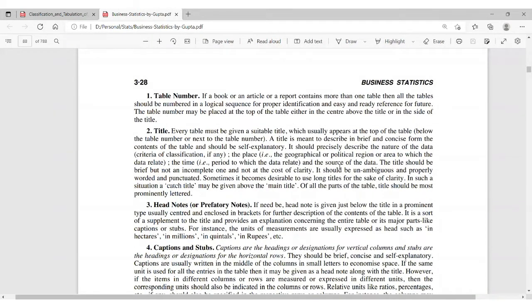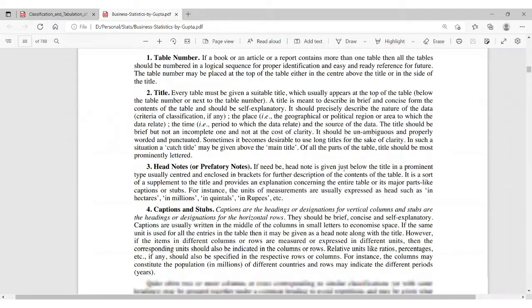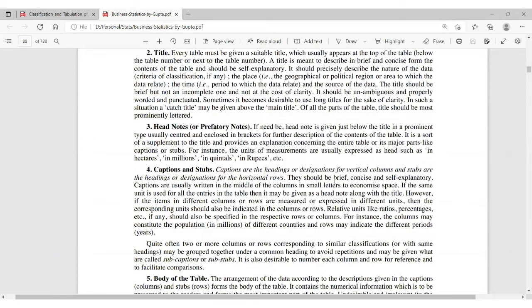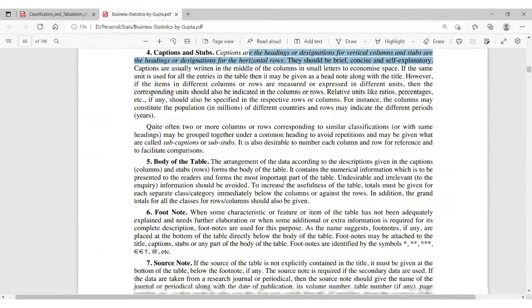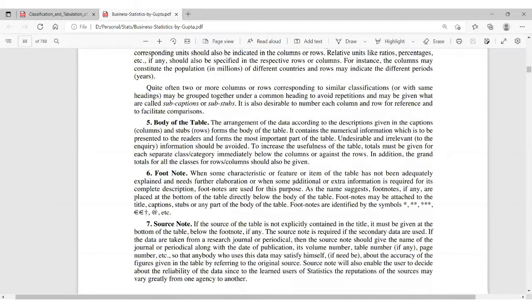Head notes, or whatever notes you want. Similarly, captions or stubs. What are captions? Captions are the headings of the vertical columns, and stubs are the headings of the rows. Then the body of the table. What do you want in that? Footnotes.